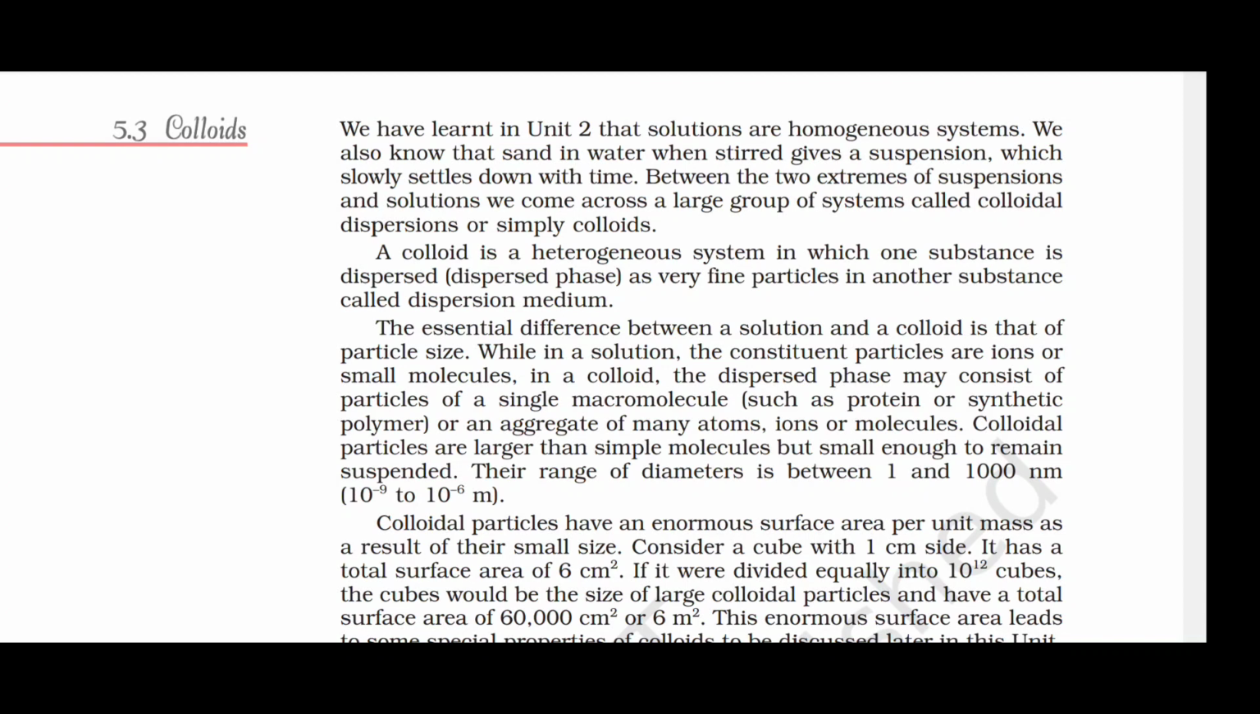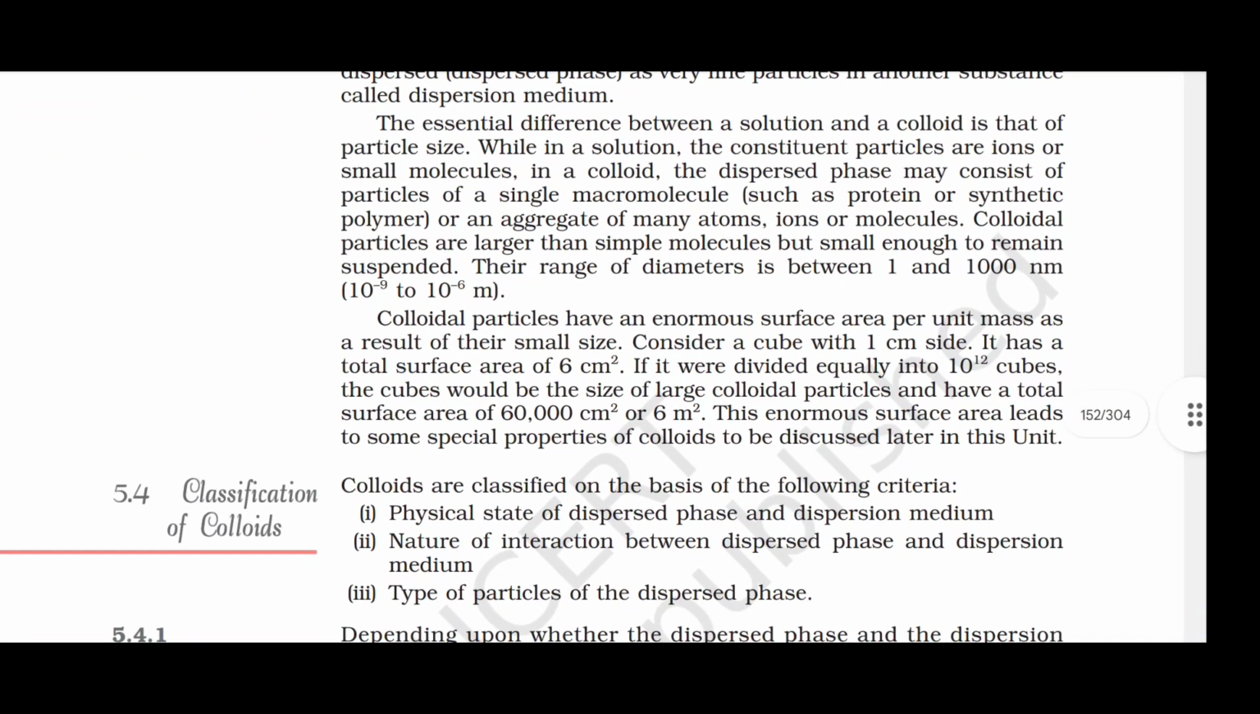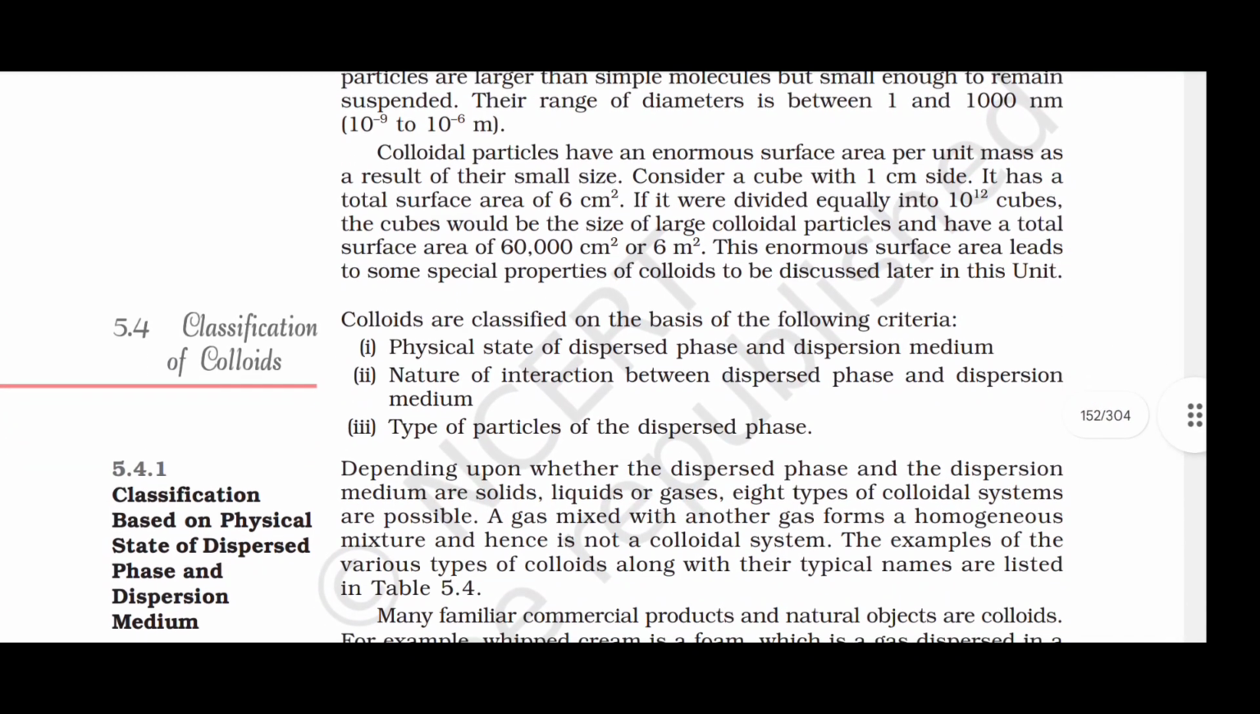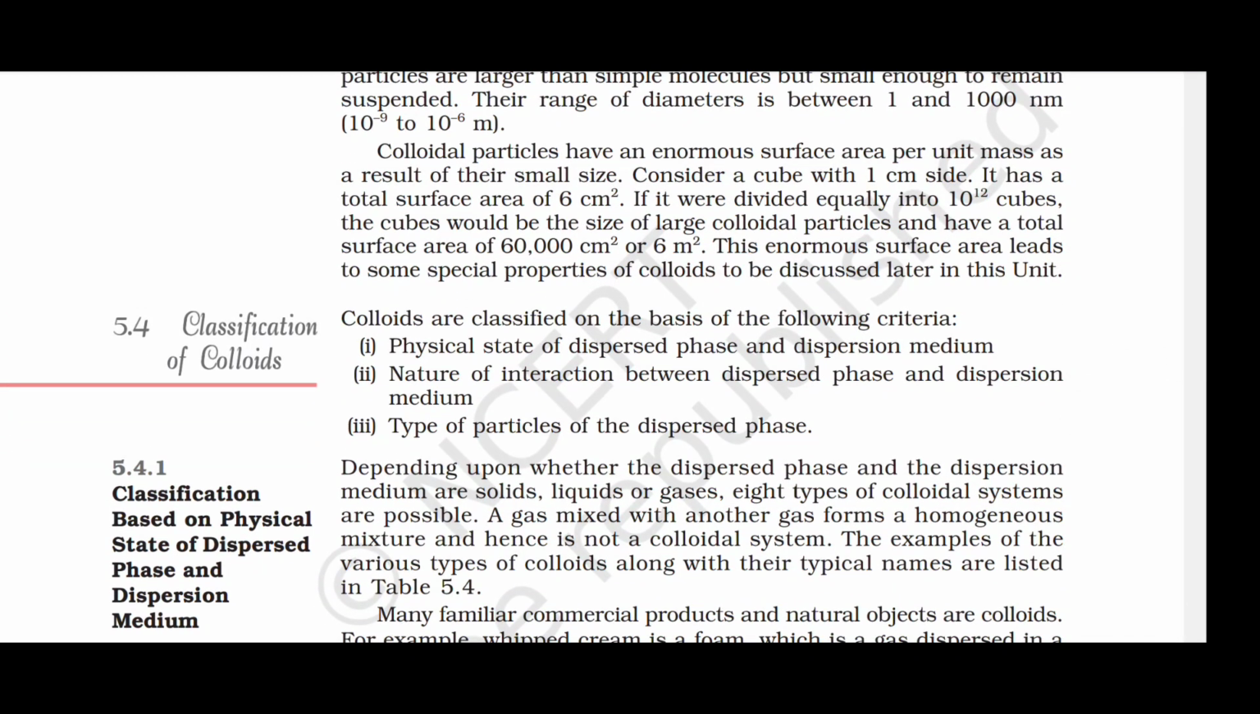The essential difference between a solution and a colloid is that of the particle size. While in a solution, the constituent particles are ions or small molecules, in a colloid, the dispersed phase may consist of particles of a single macromolecule, such as protein or synthetic polymer, or an aggregate of many atoms, ions, or molecules. Colloidal particles are larger than simple molecules but small enough to remain suspended. Their range of diameters is between 1 and 1000 nanometer, that is 10 raised to minus 9 to 10 raised to minus 6 meter.